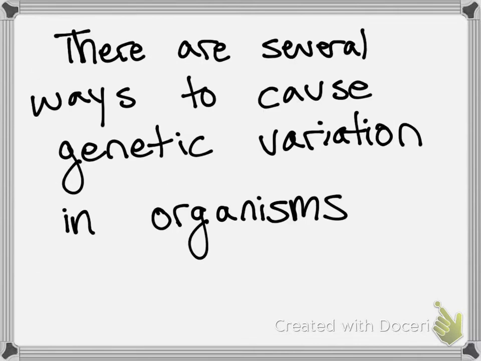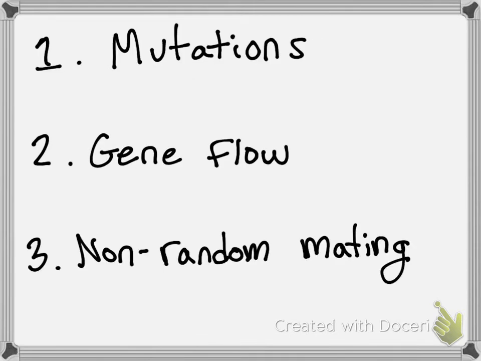So there are several ways to cause genetic variation in organisms. The first way is mutations. The second way is gene flow. The third way is non-random mating. There are other ways, but these are the first three specific ones that we learn about with genetic variation.